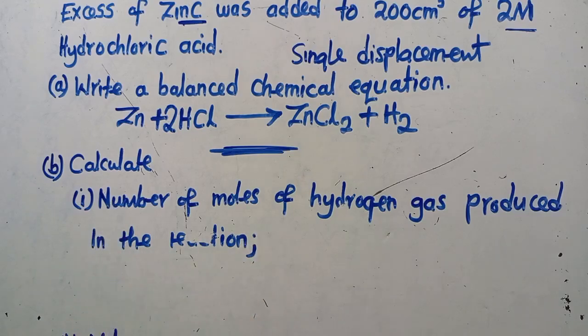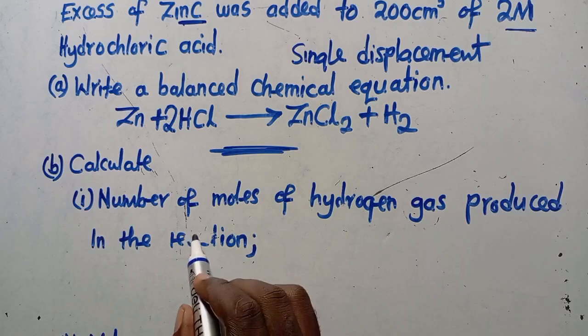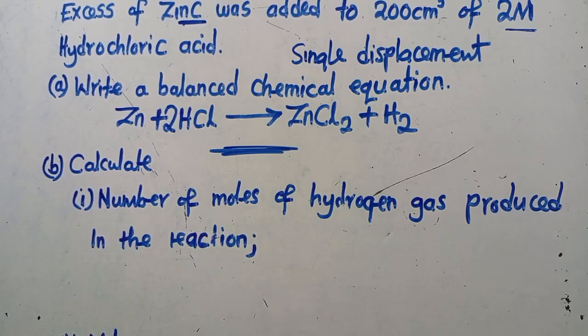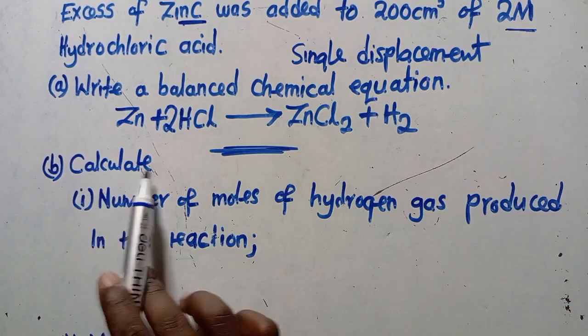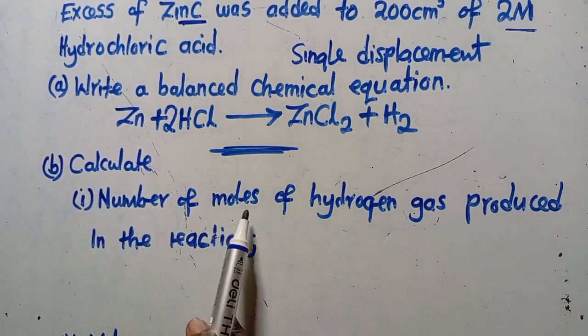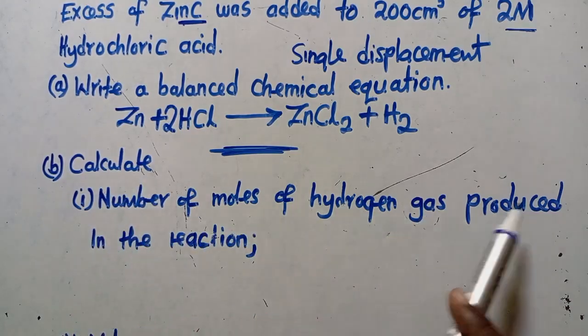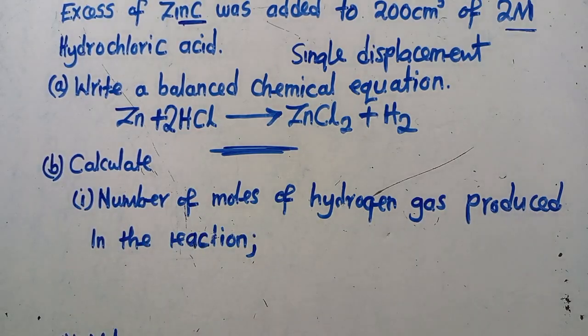I move now to this other one. We are going to look at the good questions together. You are going to enjoy these questions. Calculate the number of moles of hydrogen gas produced in the reaction. They want us to find the number of moles for hydrogen produced.